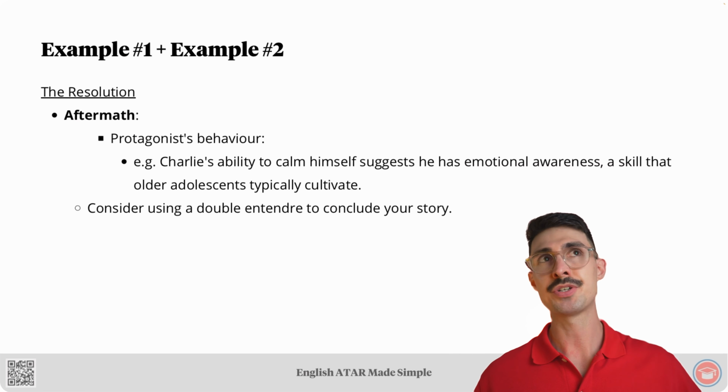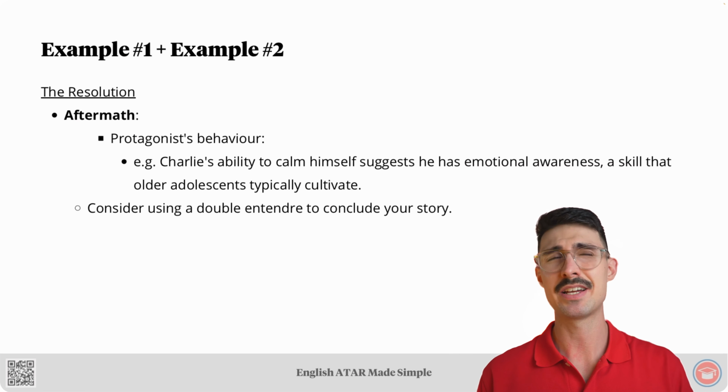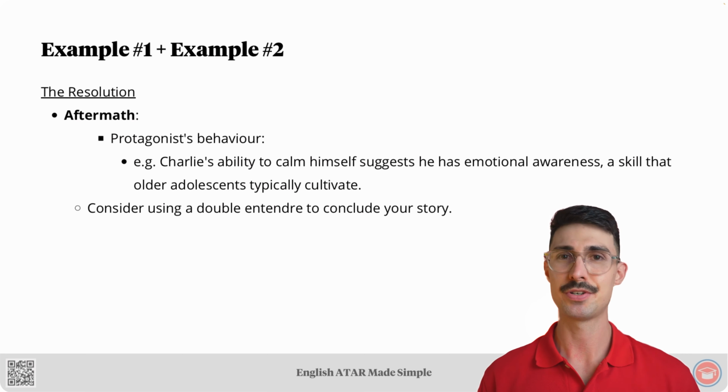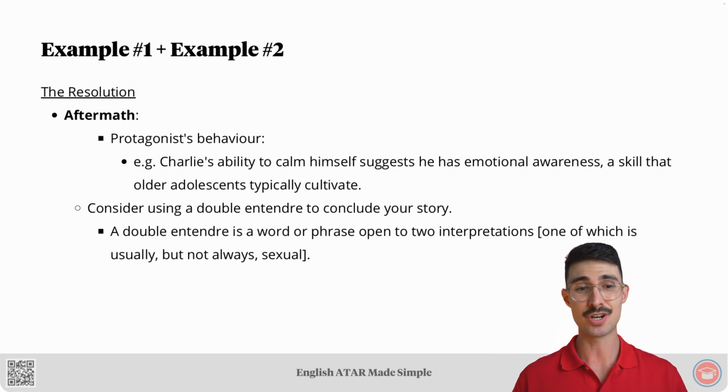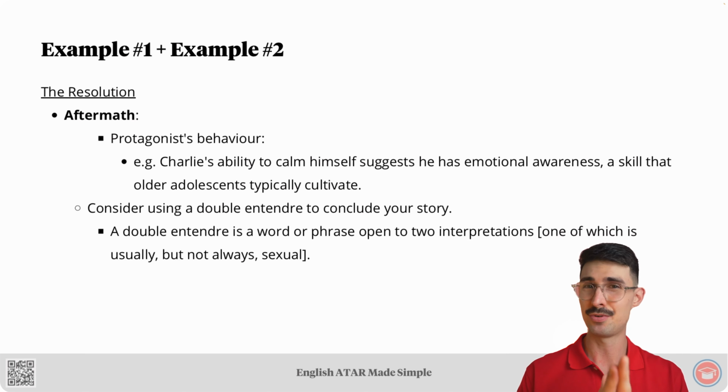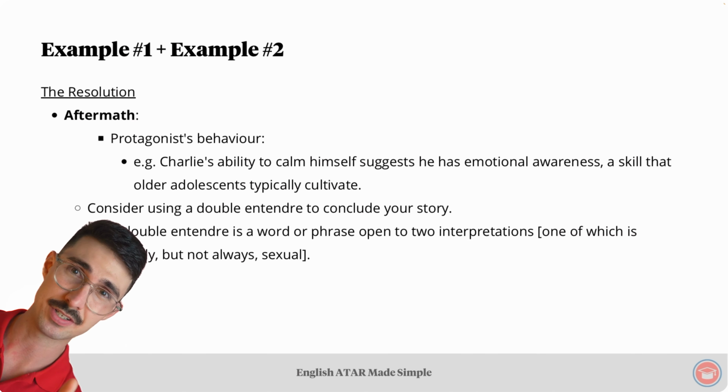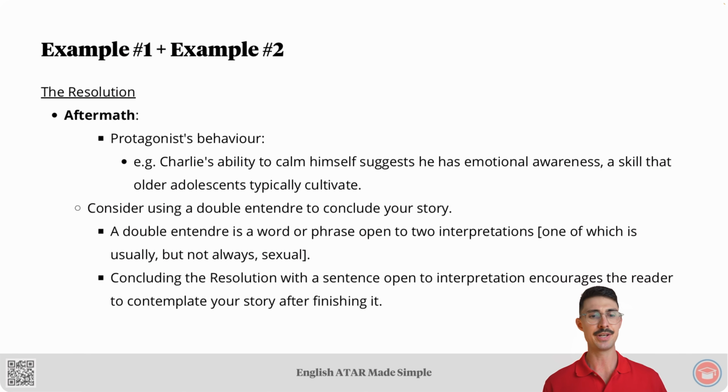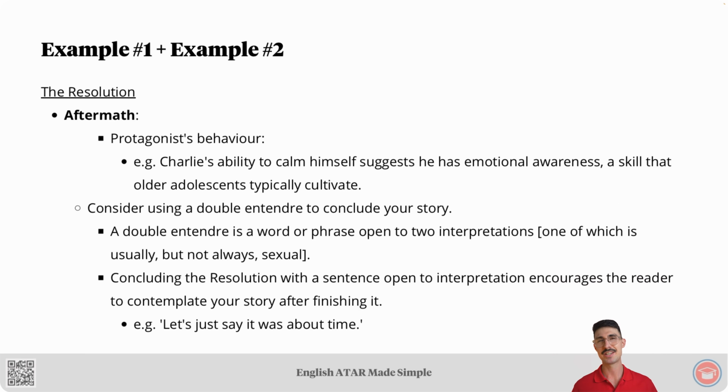Moving on to another comment, consider using a double entendre to conclude your story. A double entendre is a word or phrase open to 2 interpretations, one of which is usually, but not always, sexual. My one was not sexual. Related to that one, concluding the resolution with a sentence open to interpretation encourages the reader to contemplate your story after finishing it. Example, let's just say it was about time.